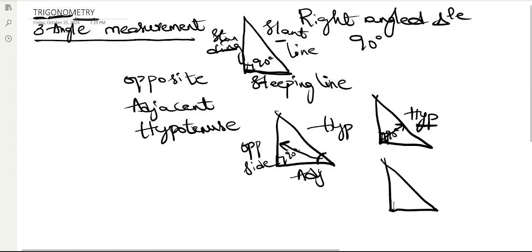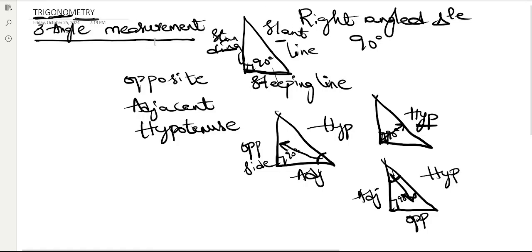And what if the 90 degrees is here? This would be hypotenuse, and if the angle is given here, the line which is opposite to this angle will be considered as opposite side, and the other one is considered as adjacent side. I hope you're clear on this.